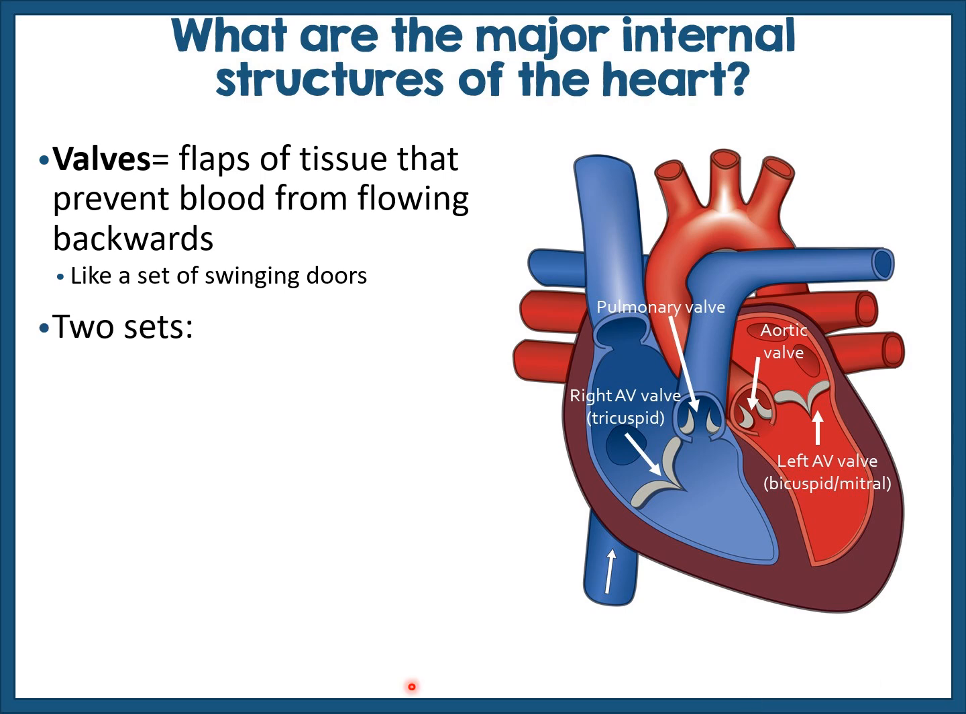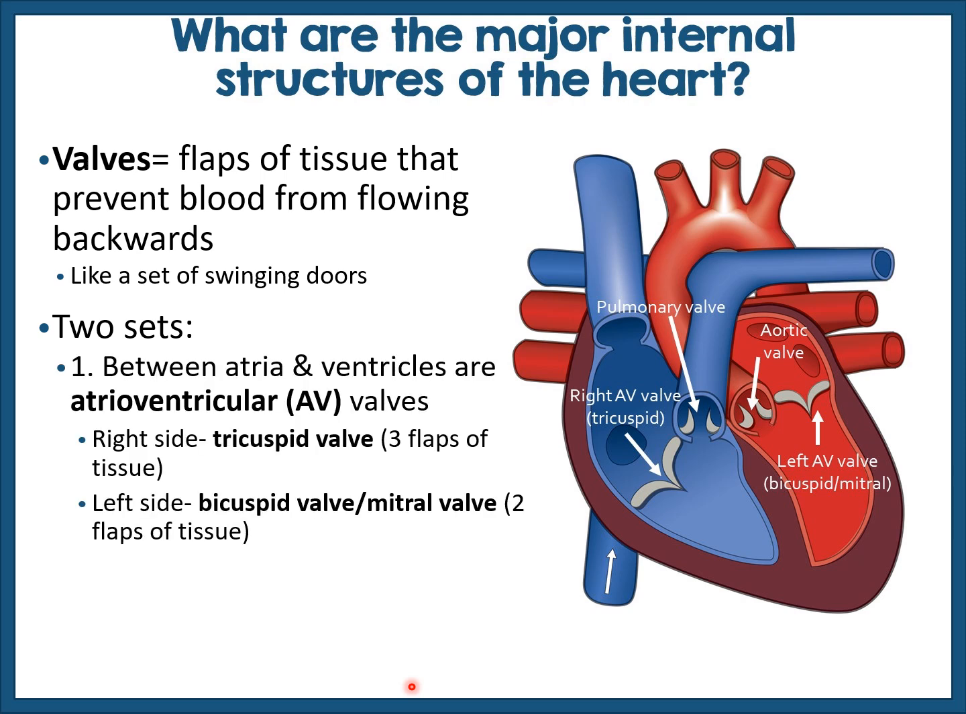We have atrioventricular valves, or AV valves, that are going to be between the atria and the ventricles. And so on the right side of the heart, we have the tricuspid valve that gets its name because it has 3 flaps of tissue. And then on the left side of the heart, we're going to have the bicuspid or the mitral valve, and those have 2 flaps of tissue.